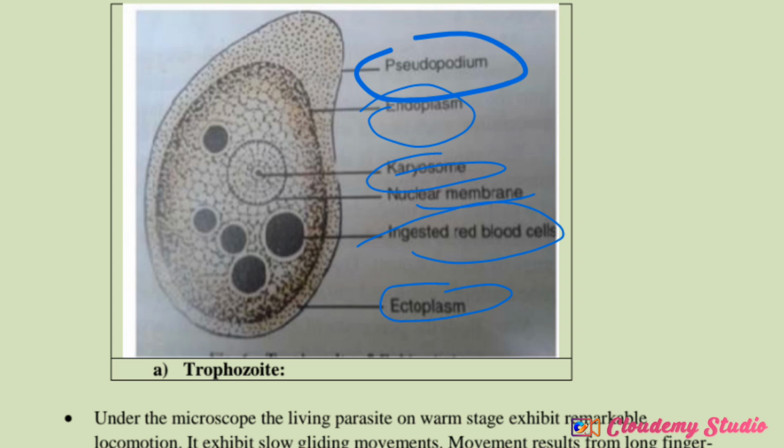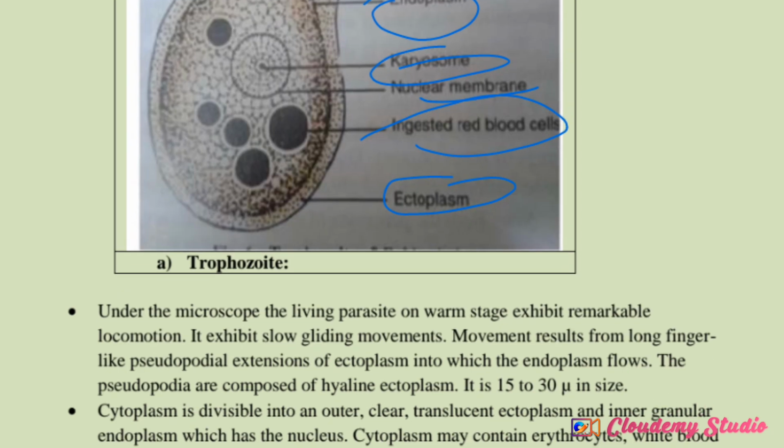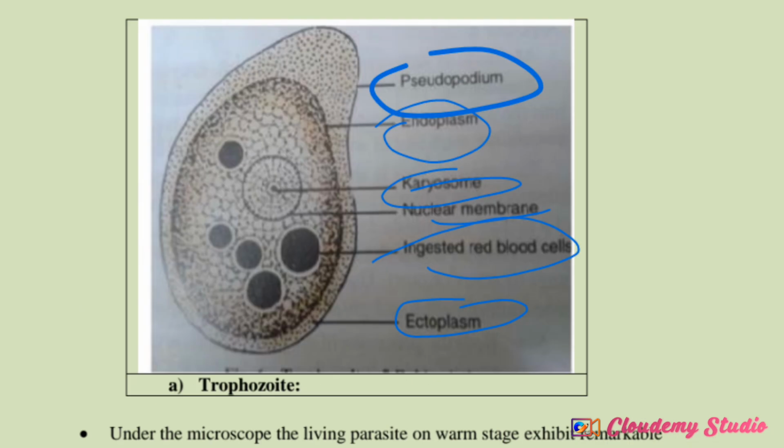Now, the endoplasm consists of a blood-filled food vacuole and starch granules. Look at it. This is what? This is a food vacuole. And the food vacuole consists of what? The food vacuole consists of red blood cell. Are you getting that? So this is the food vacuole as well, consists of red blood cell. So the ectoplasm and the endoplasm, both of them form the what? Form the cytoplasm. Are you getting that?